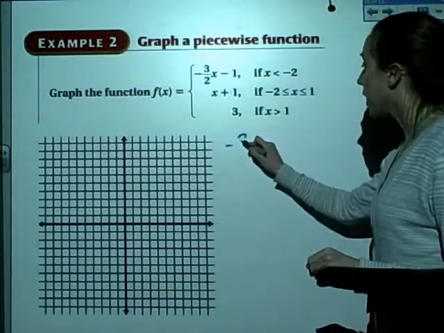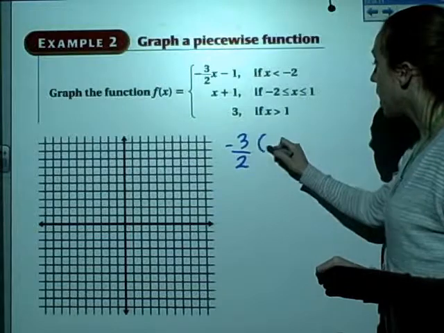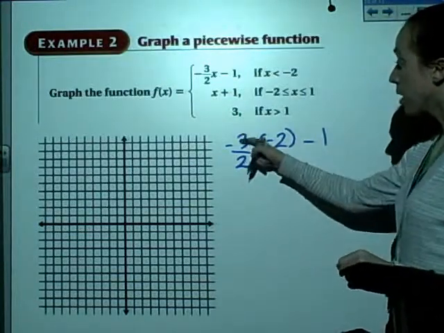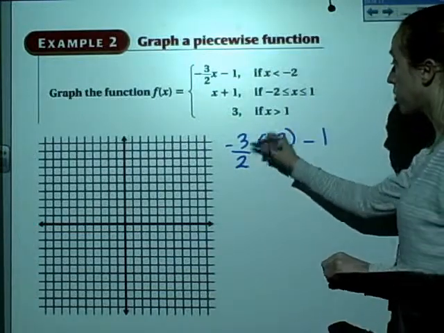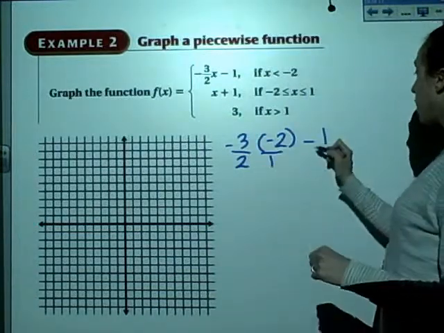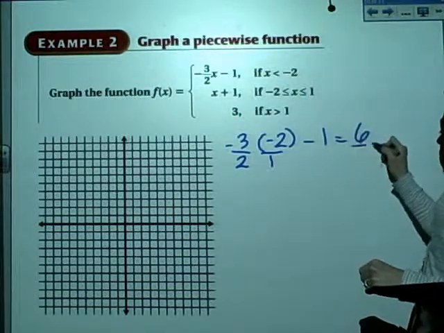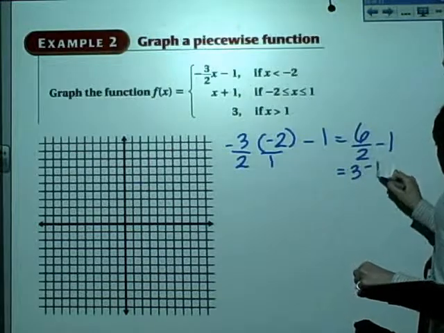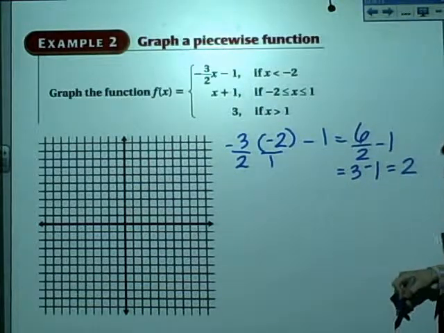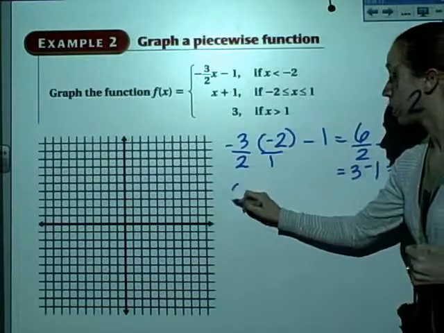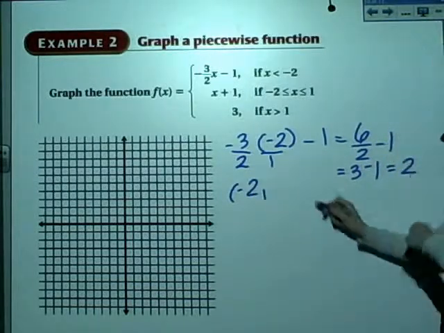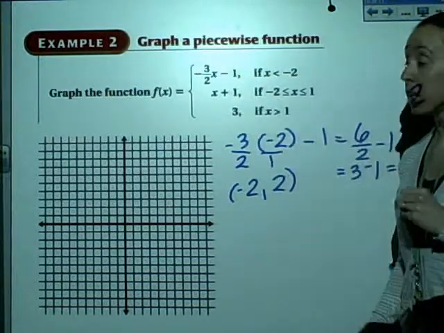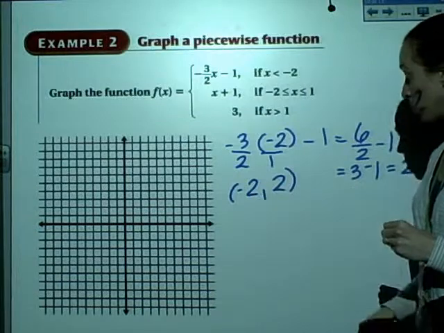So I'm going to take negative 3/2 times negative 2, subtract 1. Okay, remember, fraction times a whole number, multiply straight across. So I actually end up with 6 over 2 minus 1, which gives me 3 minus 1, which is 2. So I plugged in a negative 2 and ended up with 2. So the first point, the endpoint of this graph, is going to be negative 2, 2.